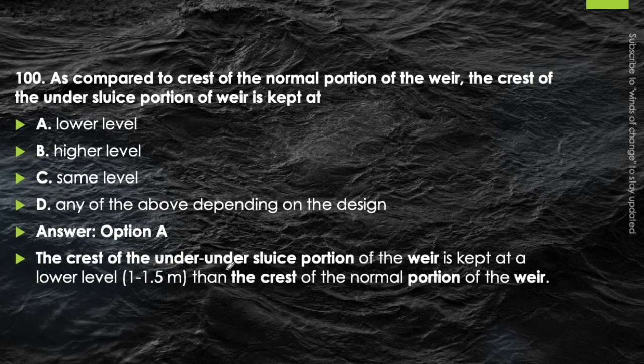The crest of the undersluice portion of the weir is kept at a lower level, that is 1 to 1.5 meter lower than the crest of the normal portion of the weir. Okay, that is why it is called undersluice. So it is kept 1 to 1.5 meter lower. Okay, A will be the correct answer.